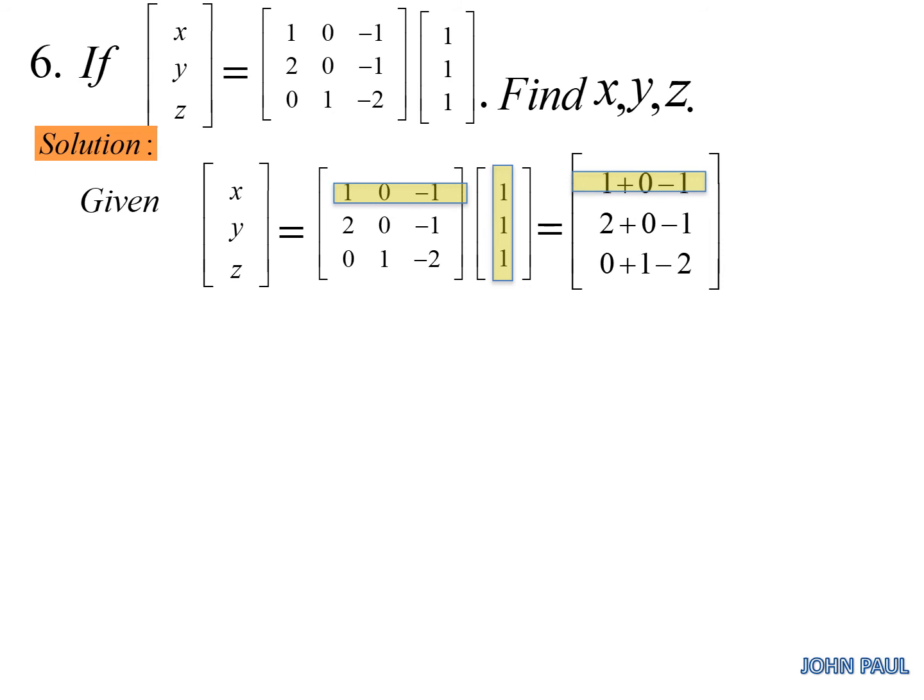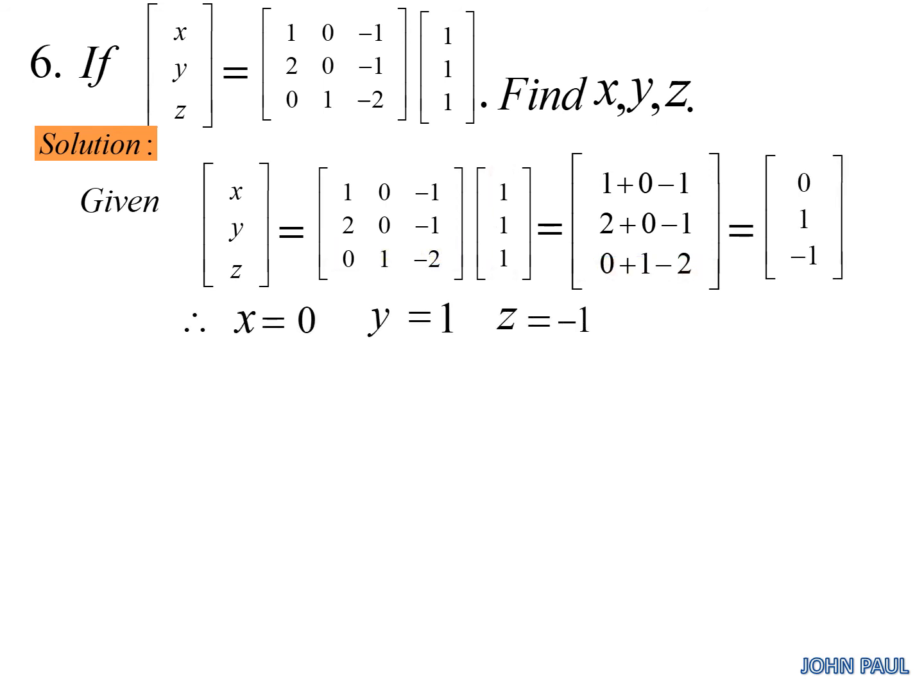1 into 1 plus 0 into 1 minus 1 into 1. Second row, 2 into 1 plus 0 into 1 minus 1 into 1. Third row, 0 into 1 plus 1 into 1 minus 2 into 1. Therefore, we got x, y, z as 0, 1, minus 1.